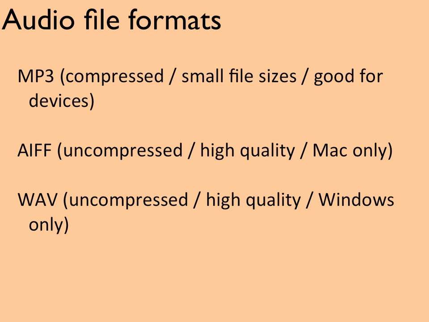Audio file formats: MP3, AIFF, and WAV. An MP3 is compressed. They're small sizes and they're good for devices. That's why we have MP3 players or generic MP3 players. So they are a compressed version of that original file, because on a CD, they are not MP3s. That's why you can only get a few of them on a CD. The reason why we can get hundreds of them on our phones is because we save them in this compressed file format called MP3.